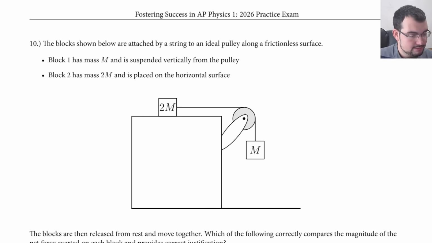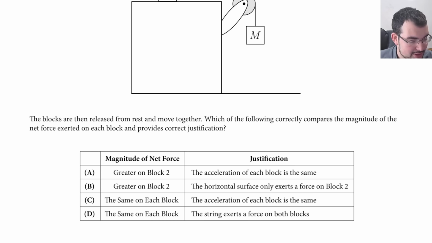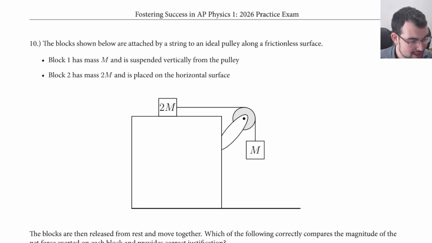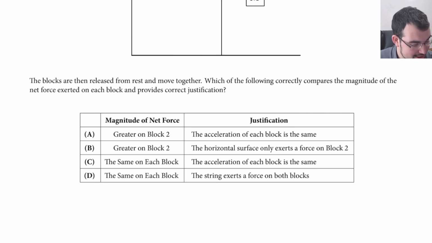All right, the blocks shown below are attached to a spring by a pulley. We have just sort of our classic modified Atwood here. The blocks are released from rest and moved together. Which of the following compares the magnitude of the net force exerted on each block with justification? So it's either greater on block 2, which is the 2m block, or it's the same on each.